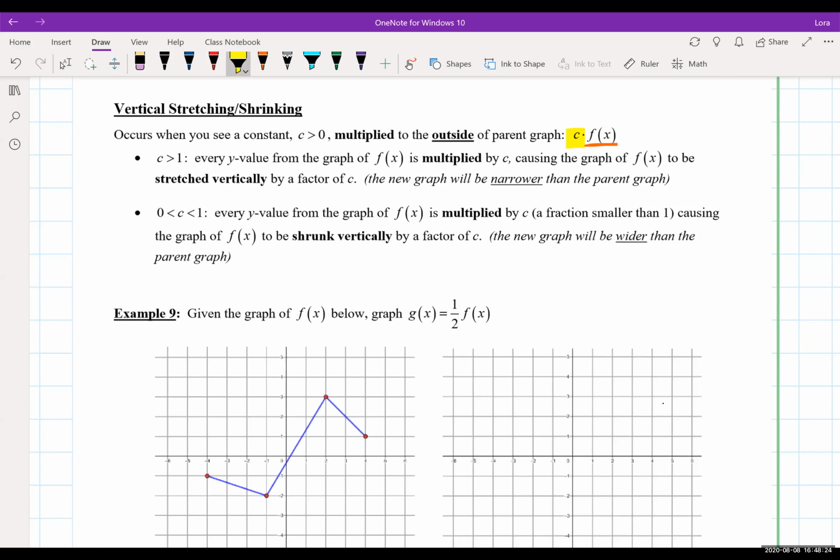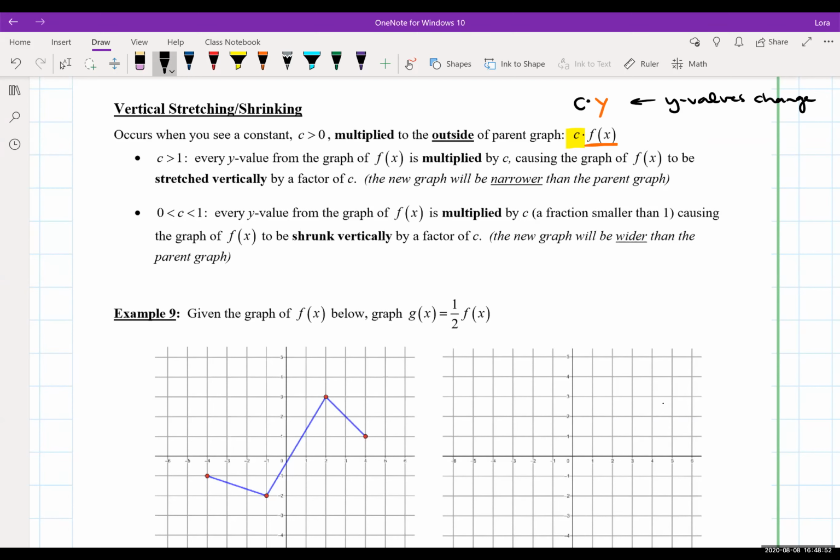And if you remember the whole movement, if f of x always means the same thing as y, well, that c value is multiplied to the y, which means the y values are going to change. So this will help us as we're going through this. Now, it depends what the number you're multiplying is.